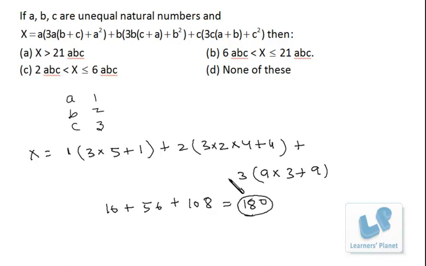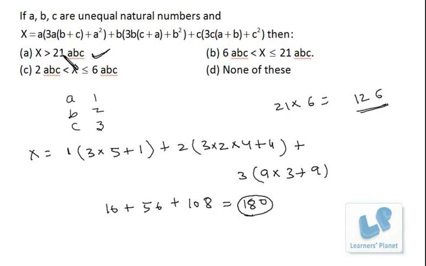Now let's see the first option, it's 21abc. 21 into a into b into c, where abc is 6, so that comes to 126, and our value is more than that. That means x should be greater than 21abc. We can assume it to be correct. Since we are taking the minimum values of a, b, c, and still we are getting a value greater than 21abc, that means if we take other values of a, b, c more than 1, 2, 3, definitely we'll be getting greater values than 21abc.